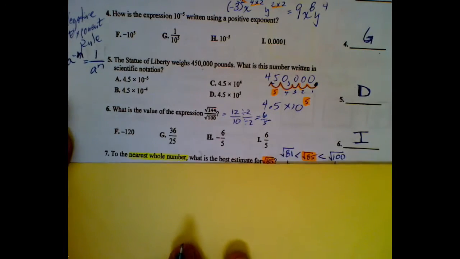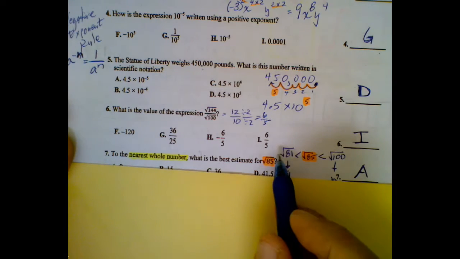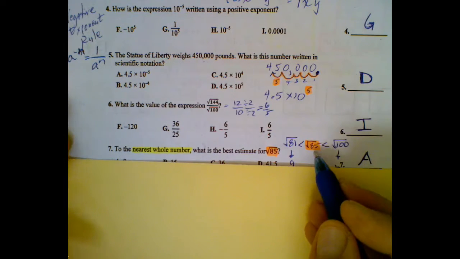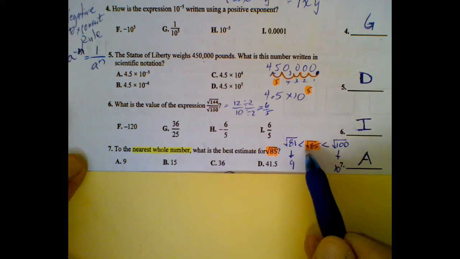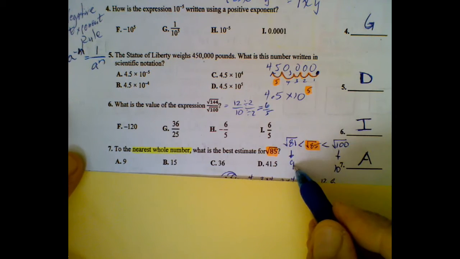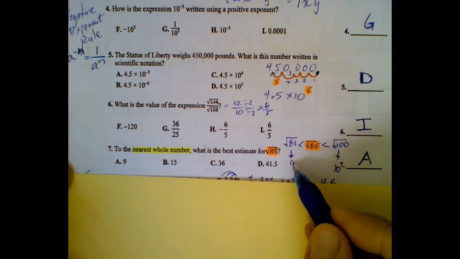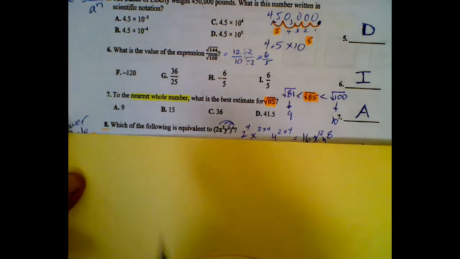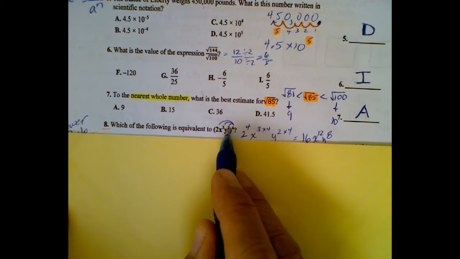Okay, to the nearest whole, what is the best estimate for the square root of 85? So here's the square root of 85. What perfect squares are both below and above 85? Well, the square root of 81 is 9. The next perfect square is 100. The square root of 100 is 10. And you can see 85 is closer. The square root of 85 is going to be closer to the square root of 81. So it's going to be closer to 9, the nearest whole. Response A.